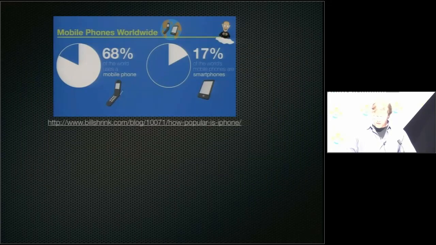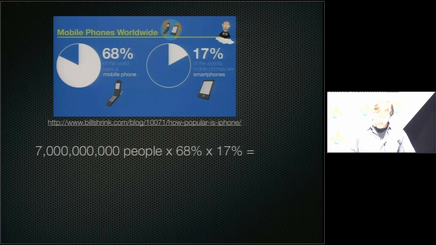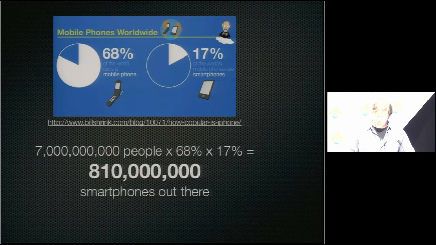So just how many of these do we think we have? A recent statistic I found is that in 2010, about 68% of the world uses a mobile phone, and 17% of those are smartphones. Do some simple math, you get about 800 million smartphones out in the world, and that is a big sensor network.